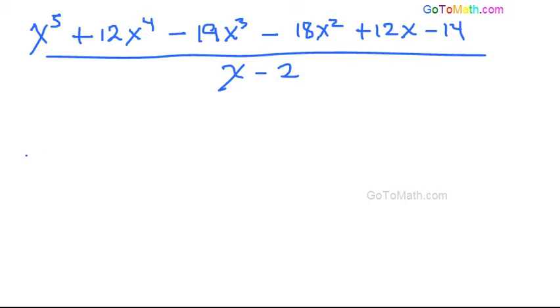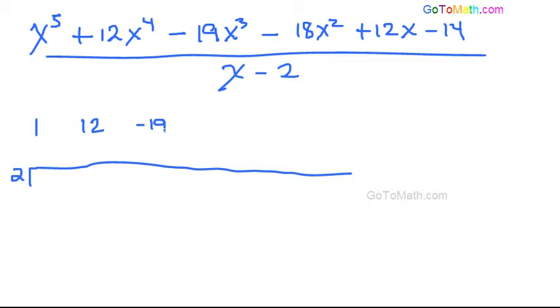So this is our R here. And draw us a line. Not a very good one. Okay, so we got the coefficient of x to the 5th. We're going to write that right there. And then 12, negative 19, negative 18, and then 12, and negative 14. All right. So we want to bring that 1 down.